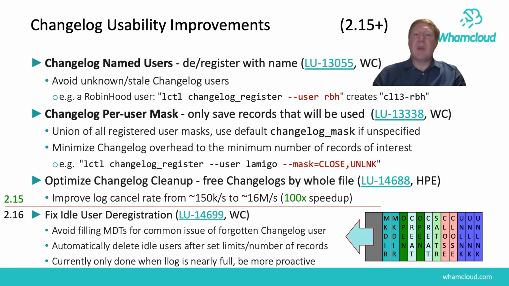And so this is being changed over to deregister idle users after specific time limits or a specific large number of records going unprocessed by that user, along with the named users and masks, etc. This allows applications, if their changelog user was deregistered, to easily determine that and reconnect. And it avoids a fairly common situation where a changelog user was registered for some test and forgotten, and it may consume all of the space on the MDT, or run out of capacity to store changelogs.